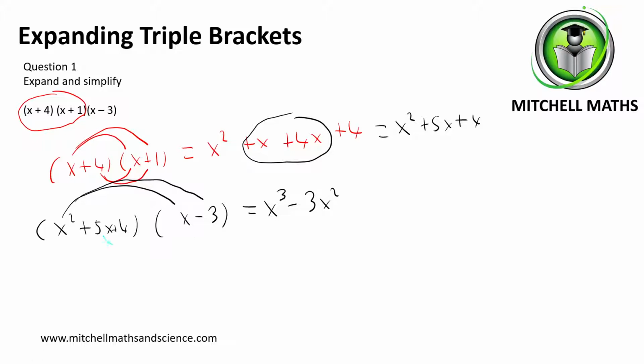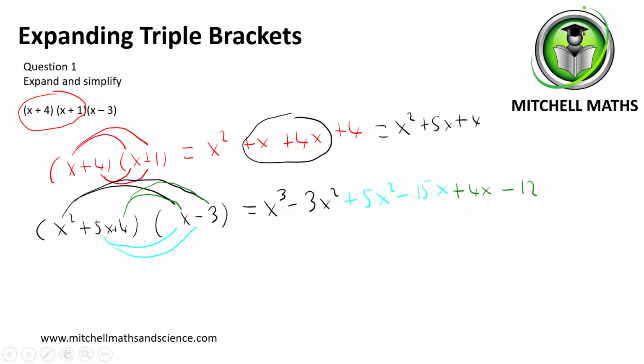Now I'm going to go on to 5x, which is 5x times x, which is plus 5x squared. And I'm going to have 5x times minus 3, which will be minus 15x. And finally, I'm going to go on to the last bit, which is a plus 4. Plus 4 times x is plus 4x. And plus 4 times minus 3 is minus 12.